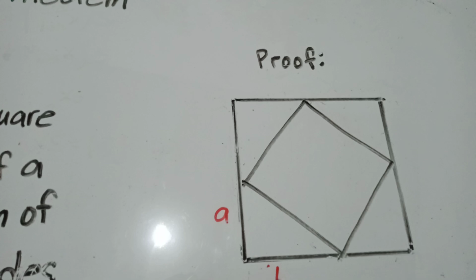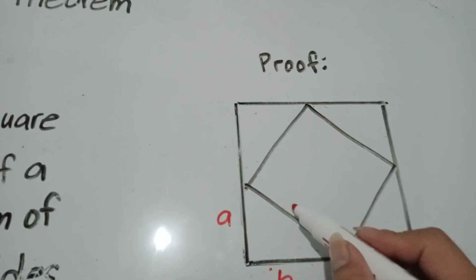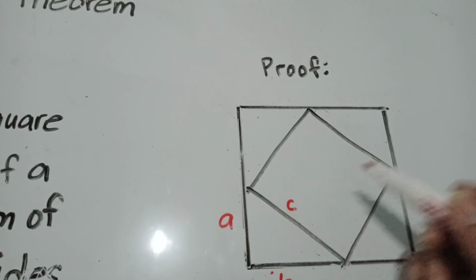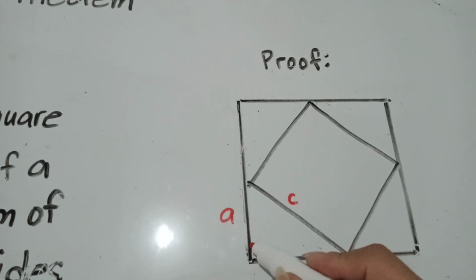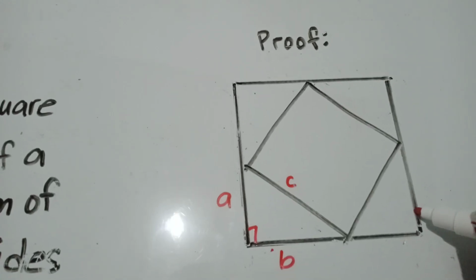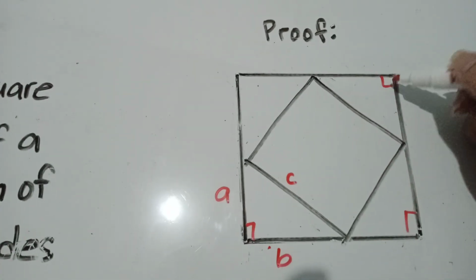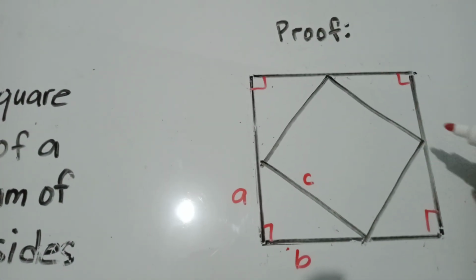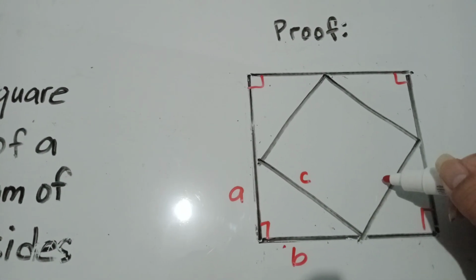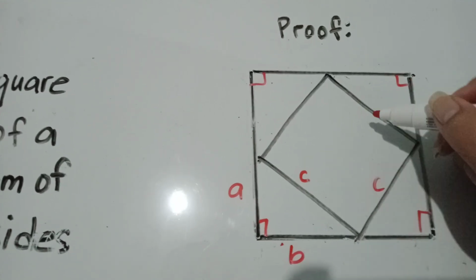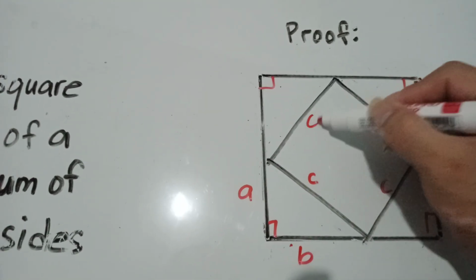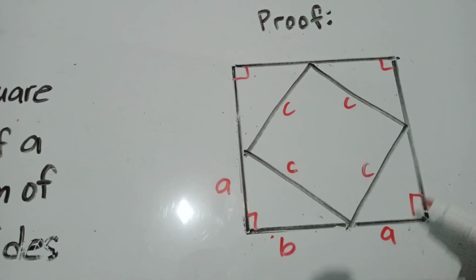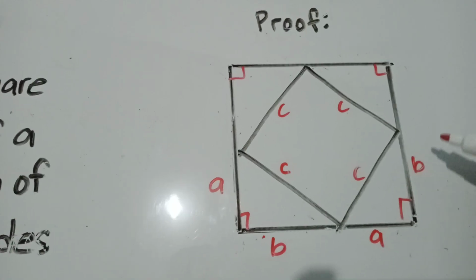then this is B. Then since it is a right triangle, this is our hypotenuse, we can denote it as C. Then this is our right triangle. We have four right triangles, a right angle rather. Then opposite to the right angle is always the hypotenuse, so we can denote the hypotenuse as C. Also this one and this one. So alternately we can write this as A. Then this one is also B.